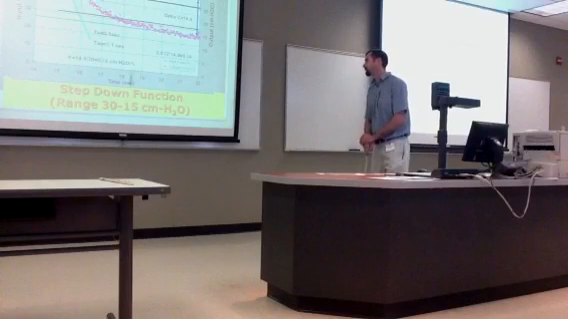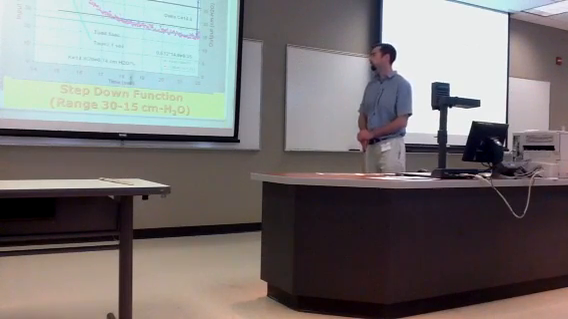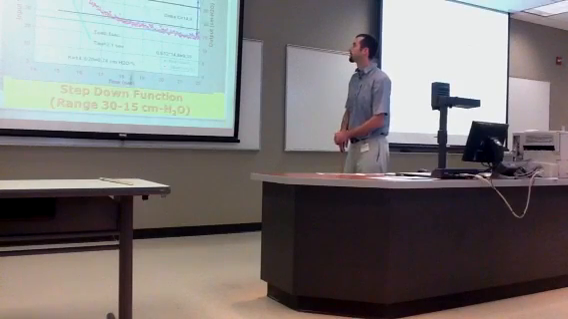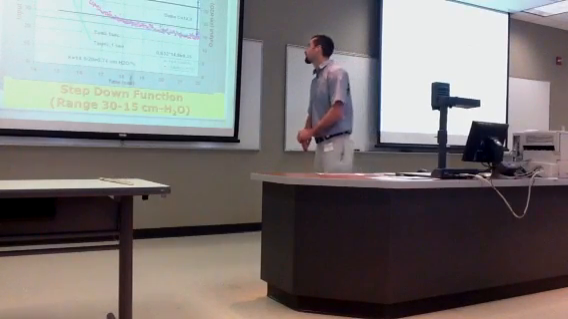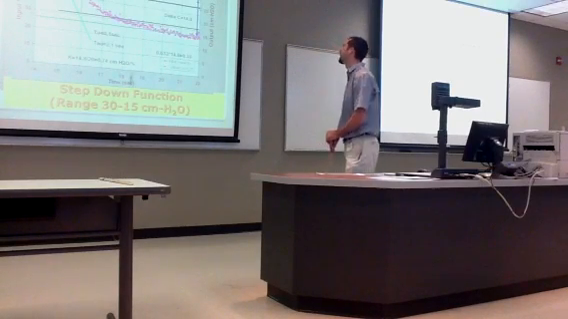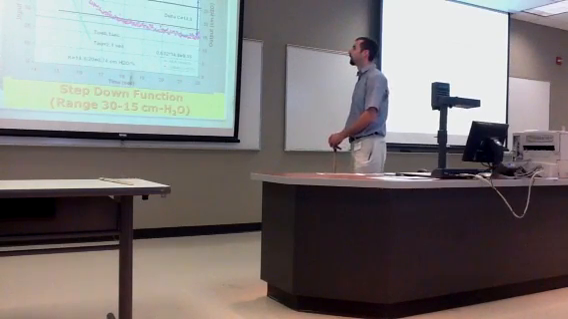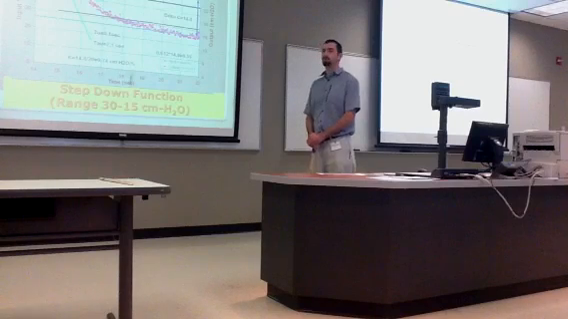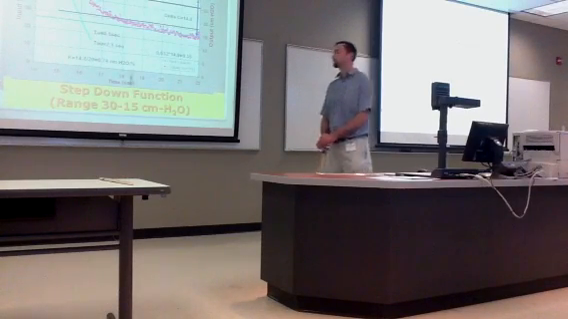This is our step-down function from the range of 30 down to 15 centimeters of H2O. We ended up with the same M of 20. The C was 14.8. T naught was 0.1 second. Tau was 2.1 seconds. And K value equal to 0.74 centimeters of H2O per percent.